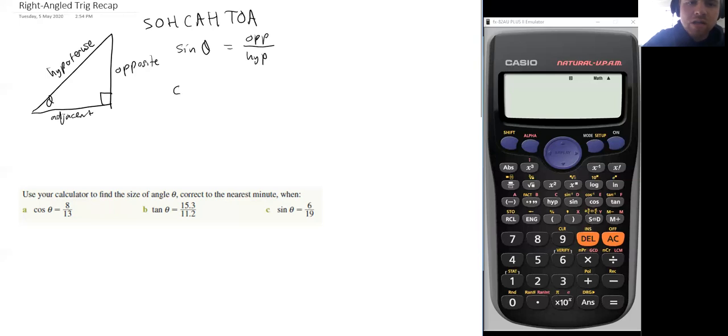Likewise, cos theta equals, and then it's CAH, meaning adjacent over hypotenuse. So for cos theta, that is what the ratio is. And then for tan theta, TOA means opposite over adjacent.